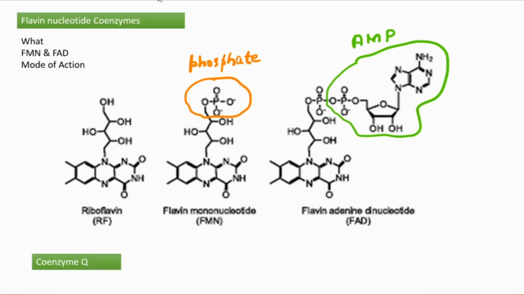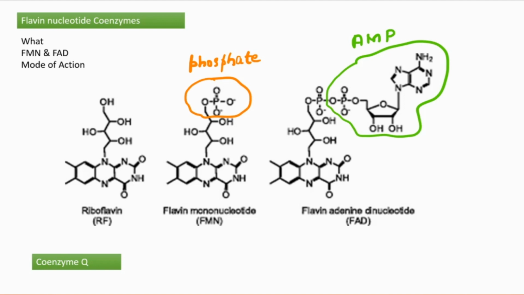Next is the flavin nucleotide coenzyme. What is a flavin nucleotide coenzyme? Coenzymes derived from vitamin B2 or riboflavin are called flavin nucleotide coenzymes. They exist in two forms, FMN and FAD. FMN means flavin mononucleotide. FAD means flavin adenine dinucleotide.